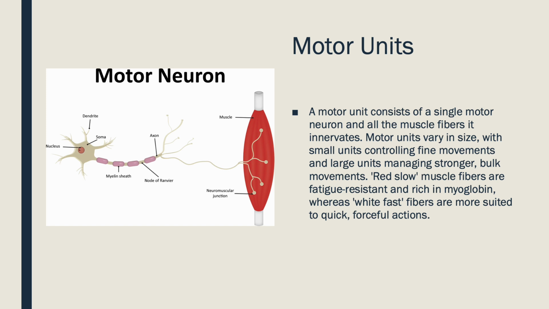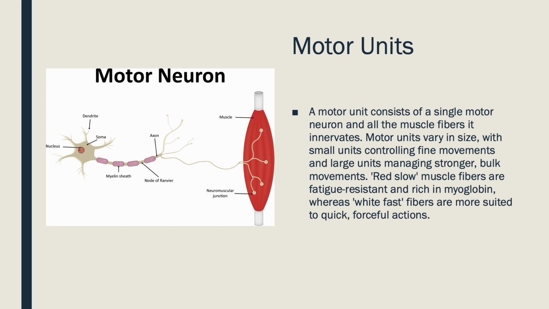A motor unit consists of a single motor neuron and all the muscle fibers it innervates. The size of the motor unit varies depending on the type of movement it controls. So a small motor unit might be responsible for fine, more precise movements. Think about the eyes and the hands, while large motor units control powerful bulk movements. Think about your legs and your back. And each motor neuron branches out and connects with multiple muscle fibers, and this ensures coordinated muscle contraction.